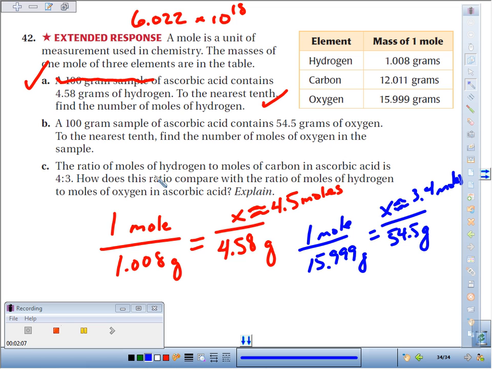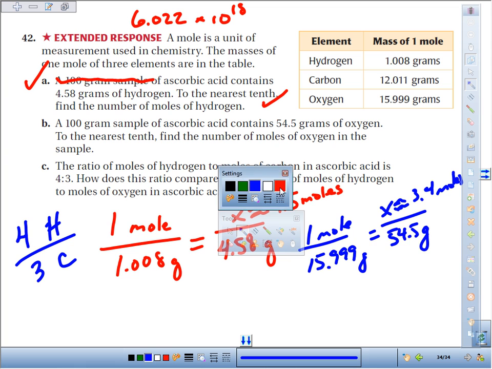The ratio of moles of hydrogen to moles of carbon in ascorbic acid is 4 to 3. So that means we have 4 moles of carbon. No, I'm sorry. Let's see. Moles of carbon, hydrogen to carbon. So let's see here. Okay. 4 moles of hydrogen to 3 moles of carbon. How does this ratio compare with the ratio of moles of hydrogen to moles of oxygen in ascorbic acid?